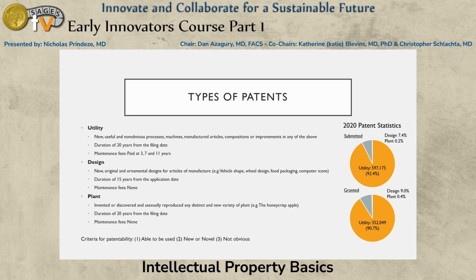But the key takeaway is that there are 3 fundamental things that are required for your patentability. It's that something is able to be used, meaning that it's not just a theory, it's new or novel, and it is non-obvious. And just to highlight this data on the right, you can see that over 90% of patents submitted and granted by the USPTO are utility type. Design takes up a much smaller portion, and then plant is a very small fraction.